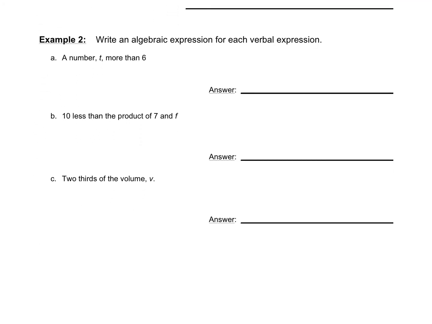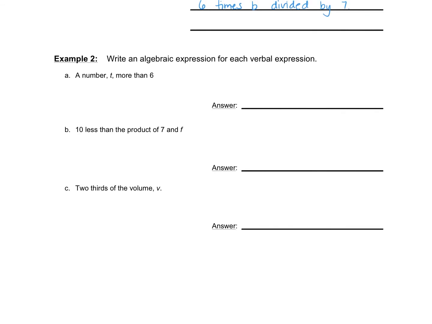All right, so next we're actually going to do the opposite. We're now going to take the algebraic expression. We're going to write that from the verbal expression. So the first example here says a number t more than 6. The way that this is written, it can sometimes be very confusing because it's saying a number t more than 6. So t is something more than 6. So this should be written as 6 plus t.